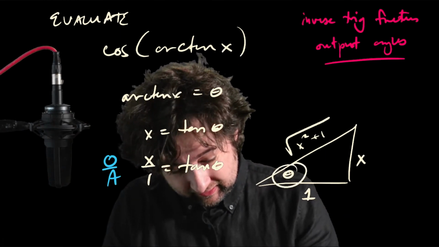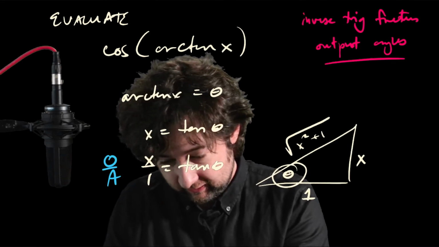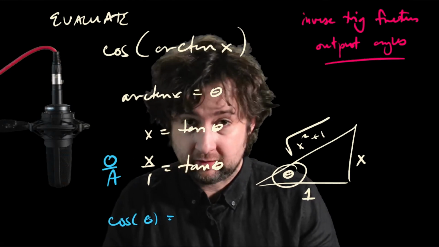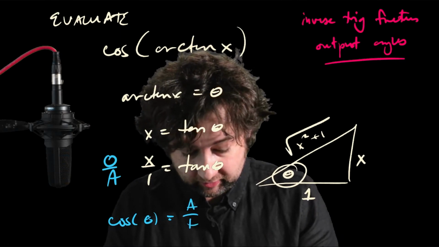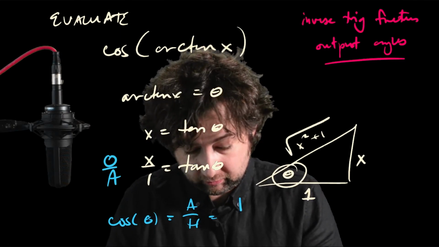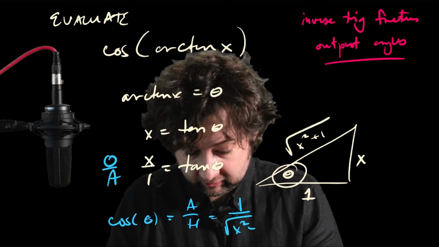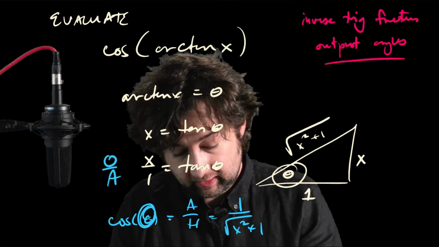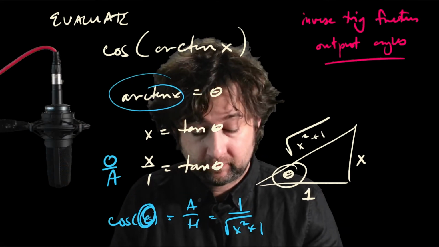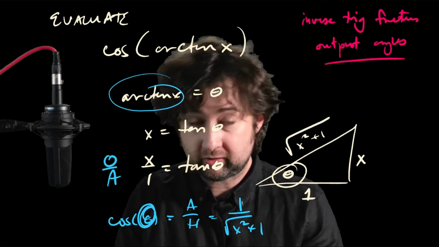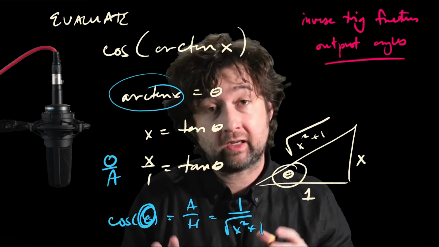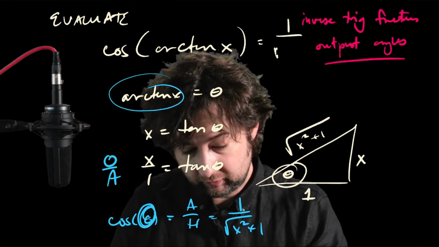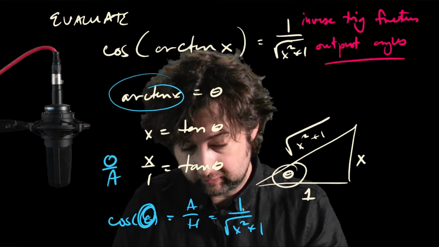So if this is theta, then the cosine of theta must be equal to the adjacent side over the hypotenuse of this triangle, which is equal to 1 over the square root of x squared plus 1. And remember that the theta here, that is actually equal to the arctangent of x. And so the answer to the cosine of the arctangent of x expressed as a function without trig functions is 1 over the square root of x squared plus 1.